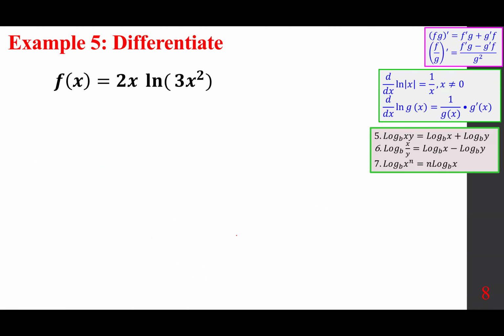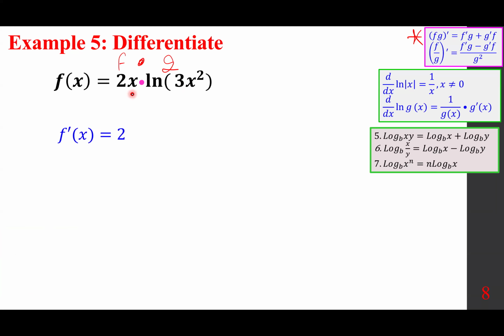We want to differentiate this, and we notice that f of x is the product of 2x and ln of 3x squared. So we put a raised dot in between to make sure we understand that we are dealing with the product rule. Ln of 3x squared, we can cut it into pieces, ln 3 plus 2 ln x, but it makes it more difficult, so we leave it the way it is. We are going to go with f times g, the product.